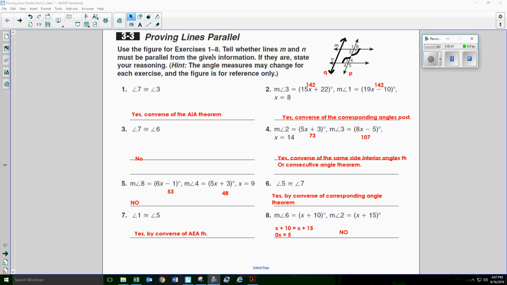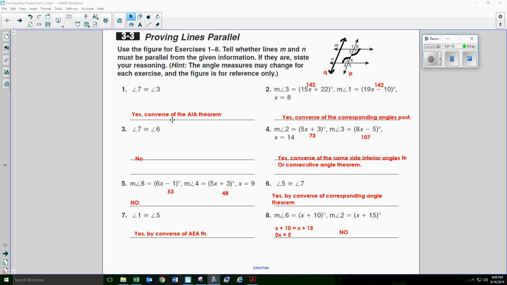All right. So they're asking us to tell whether lines M and N are parallel given these pieces of information, each one separate. It says if angle 7 is congruent to angle 3, I put these in here already. If those two are congruent, can we say M and N are parallel? And the answer is yes, because these are alternate interior angles. If alternate interior angles are equal, then the two lines are parallel.